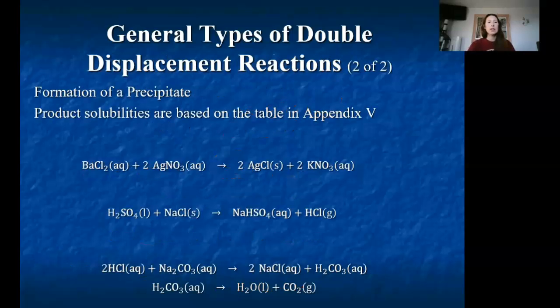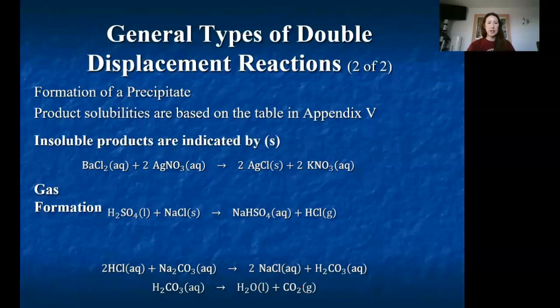Okay, so now, when we're doing these double displacement reactions, you're going to see that we have the AQs, which means they're in water. So pretty much all of our double displacement reactions that we're going to be talking about are in water. Remember, in water means AQ.